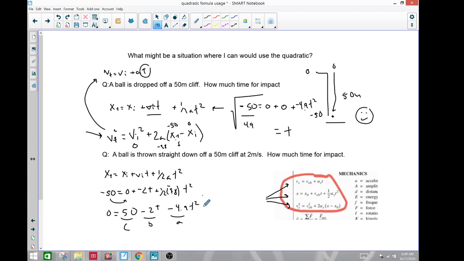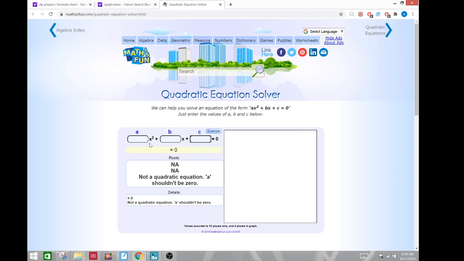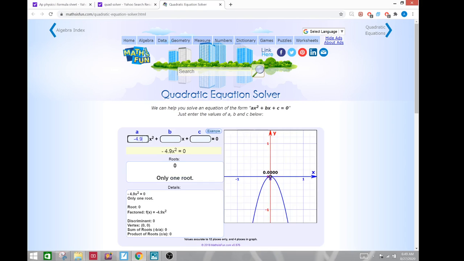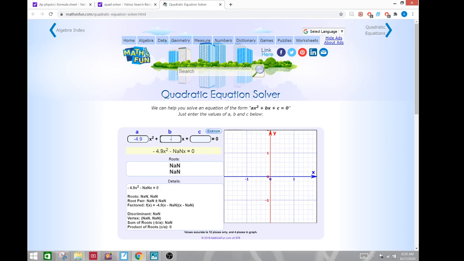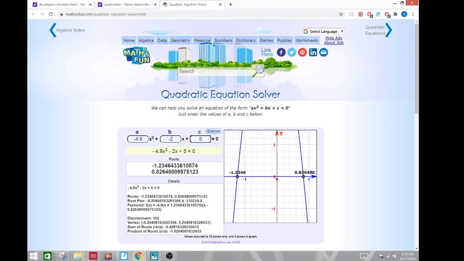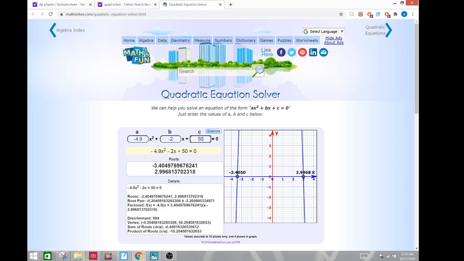Now again, if you have a quad solver, you can always pause the video to try it out. But I pulled one up online, and this is something that you can do. Okay, so the A component is negative 4.9. Okay, the B component was -2. That's the velocity, and it's graphing this out for us very nicely here. And the ending one was 50. There it goes. So it's graphing.